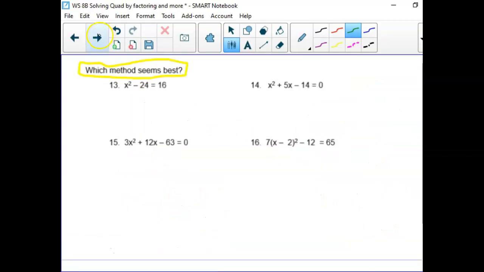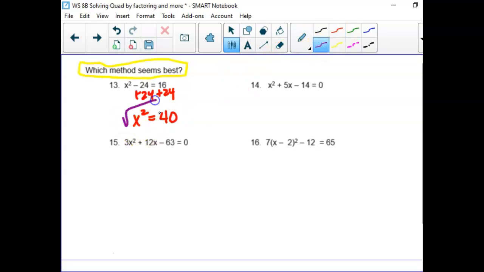All right, then I think there's a little section that says, what does it seem best? What do you want to try on number 13? This does not have an x, right? So I'm thinking we could just isolate the x squared. I'm going to add the 24 over to the other side, and I get x squared equals, is that 40, guys?